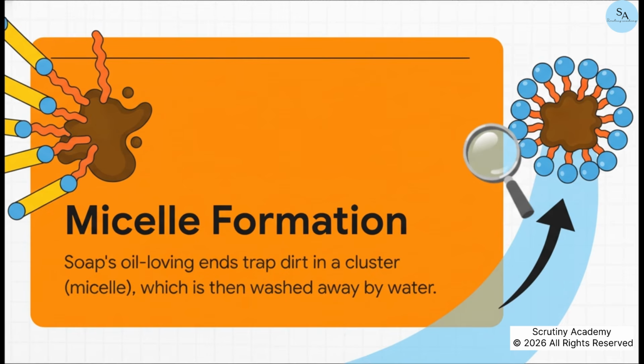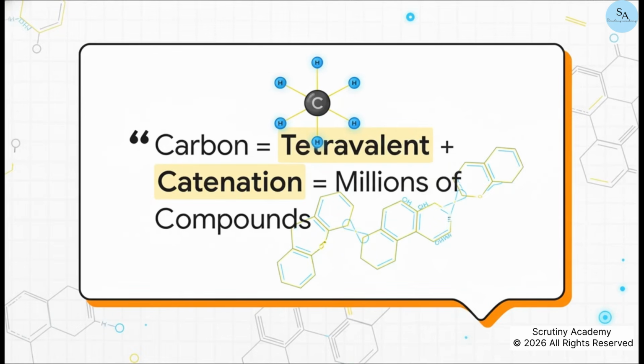The oil-loving tails all rush towards the piece of dirt and stab into it, surrounding it completely. They form this little ball around the dirt, and that ball is the micelle. Now, all the water-loving heads are on the outside of the ball, so when you rinse with water, the water just grabs onto those heads and washes the whole package, the micelle with the dirt trapped inside, right down the drain. Genius!